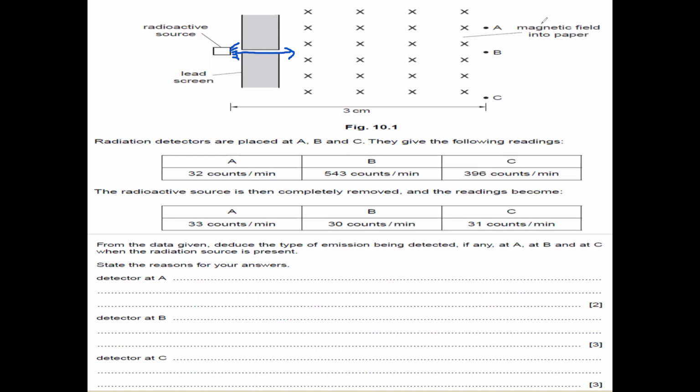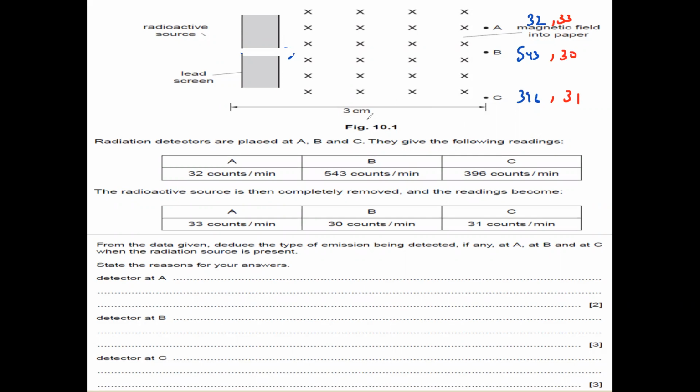First, when the source was placed in front, at A we were getting 32 radiations. At B, we were getting 543 radiations, and at C, we were getting 396 radiations. But when we remove the source, there is no source placed here. What do we get? A remains 32 or 33. B decreases to 30, and C decreases to 31. So the question is, from the data, deduce the type of radiation emission being detected, if any, at A, B, and C.